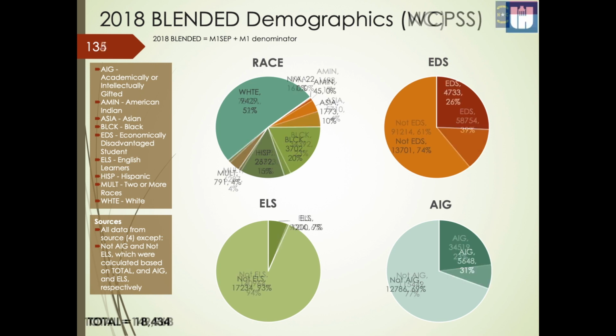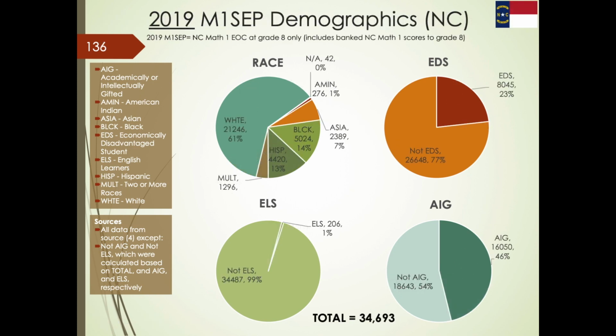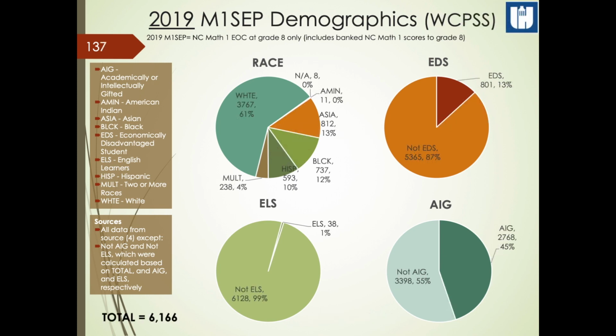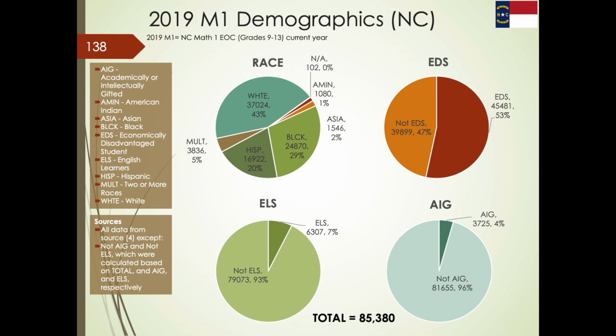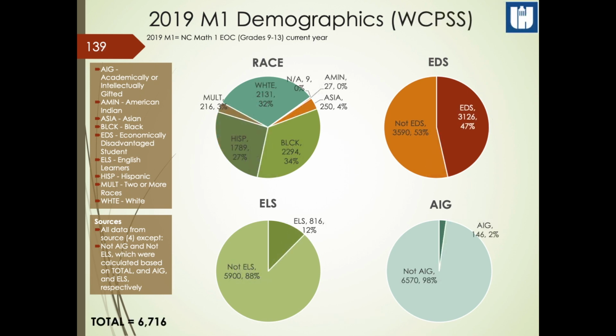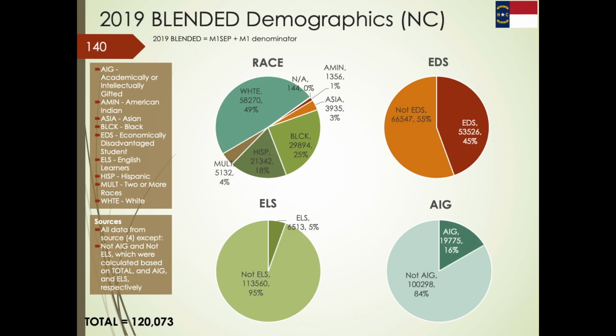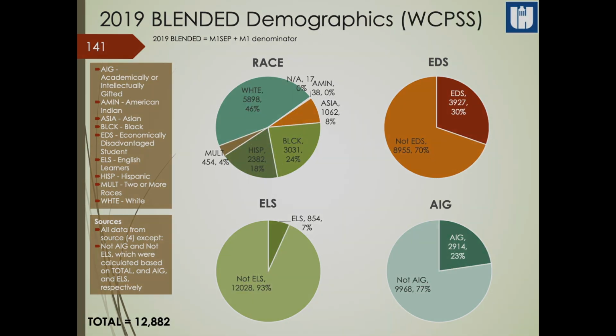North Carolina blended. We have Wake County blended. And now we're switching to 2019. We're back to M1 SEP. And there's Wake County, M1 SEP. Then M1, M1 for Wake. And then blended for North Carolina, blended for Wake.